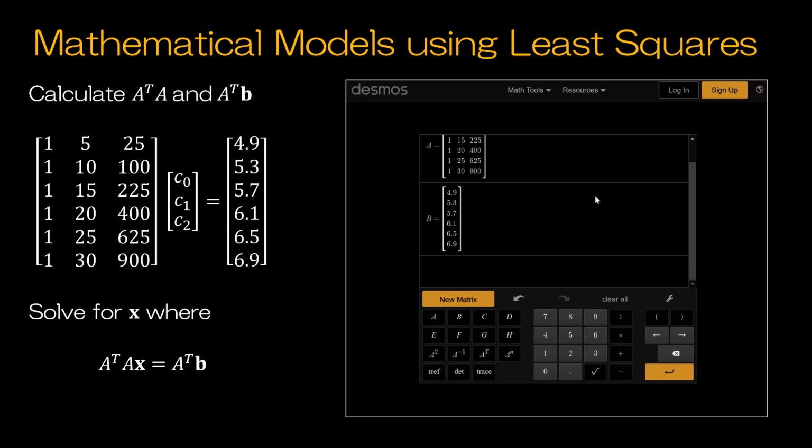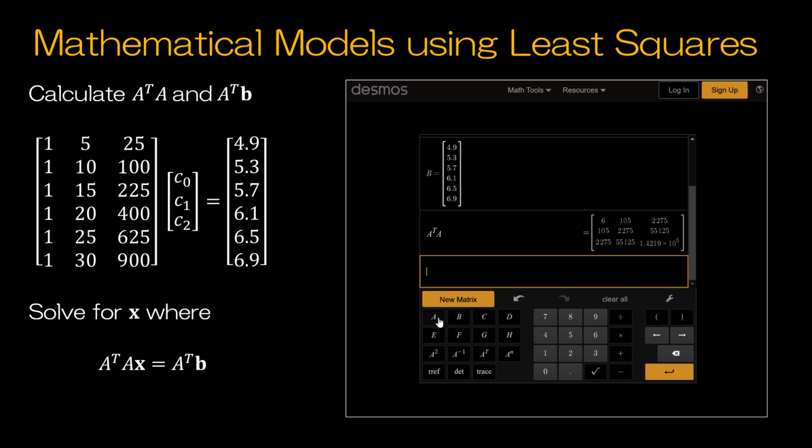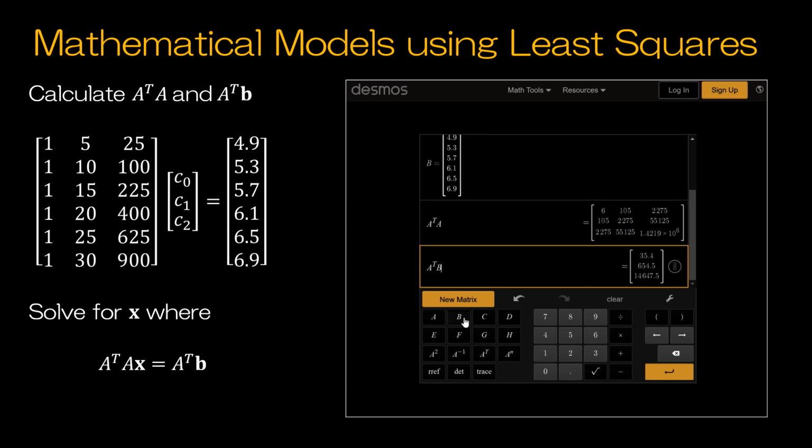So let's do the math now, and we're just going to let Desmos do the math because you do not want to be multiplying all of this out by hand. So I went ahead and put in A and B just as they were. I'm going to find A transpose A, and I'm going to find A transpose B. Now we can see we've got a lot going on here, and that's okay because we didn't have to do this by hand. All I'm going to do now is I now have a new matrix equation where I have this matrix, A transpose A, multiplied by C0, C1, C2 is equal to this matrix.